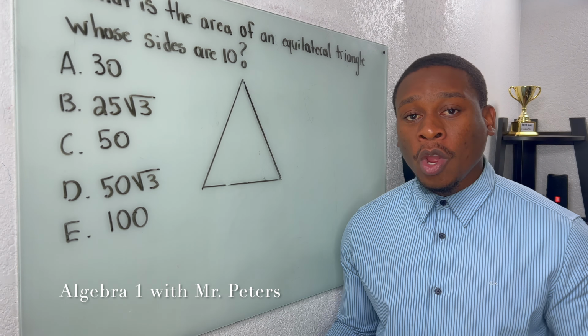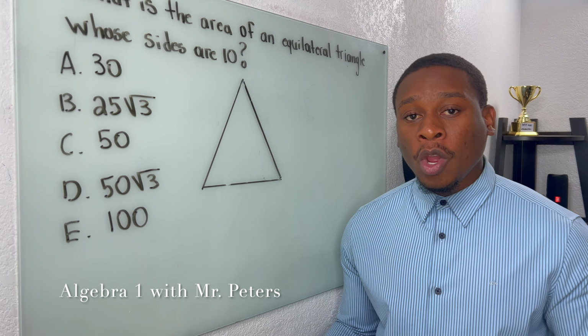So, problem number 1 says, what is the area of an equilateral triangle whose sides are 10? So, number 1, equilateral triangles mean that all 3 sides are the same. So, that's the first piece of information. Number 2, we know that area for a triangle is equal to half the base times the height. Well, right now we do not know what the height is. For us to figure this out, we're going to split this triangle in half.